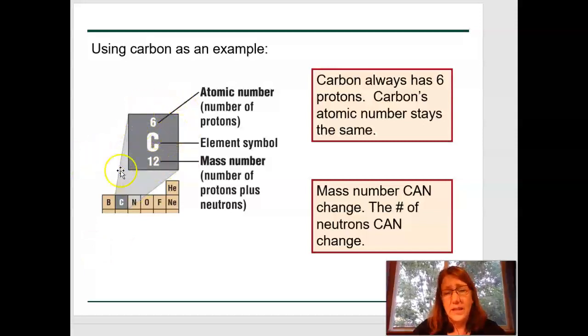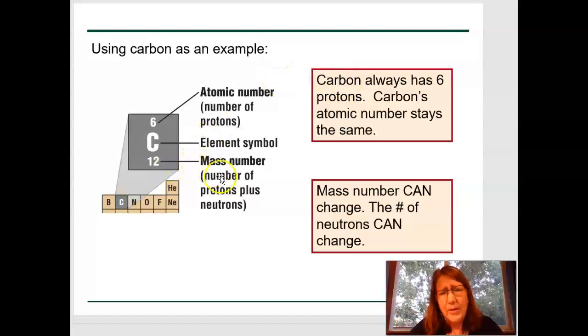There's going to be, this is carbon. It's going to have this number on the top of it, and it's going to have a number on the bottom of it. So that top number is the atomic number. This tells you how many protons carbon has. So carbon always has 6 protons. If that number changes, it becomes a different element. Okay, so carbon is always 6.